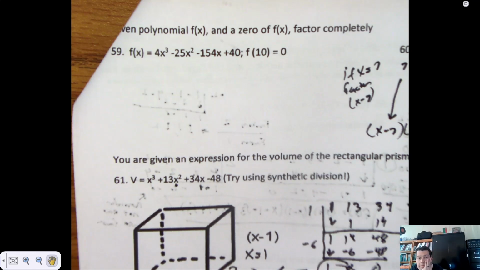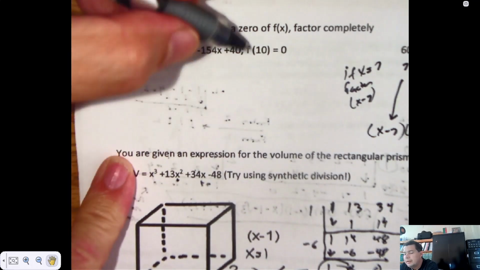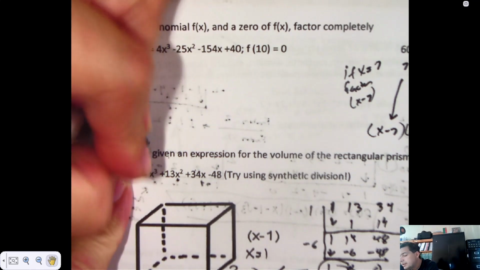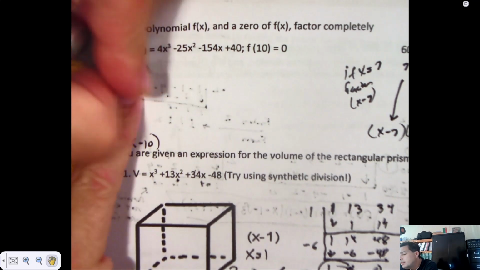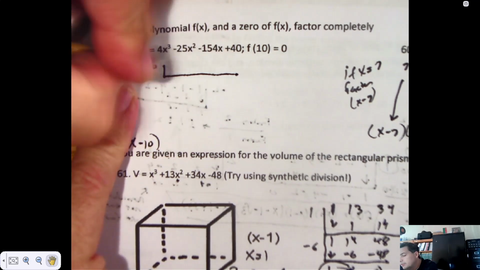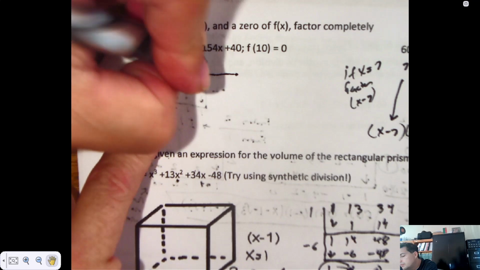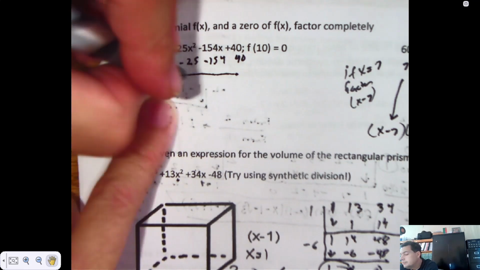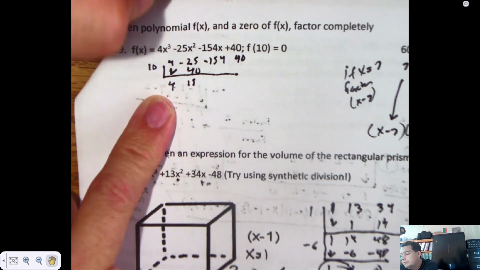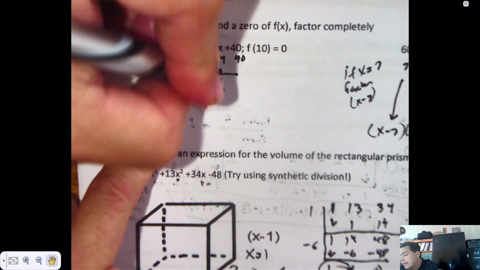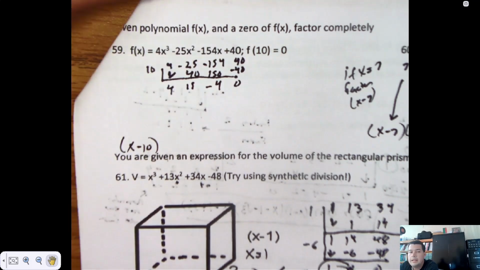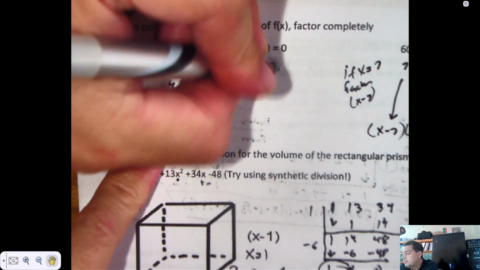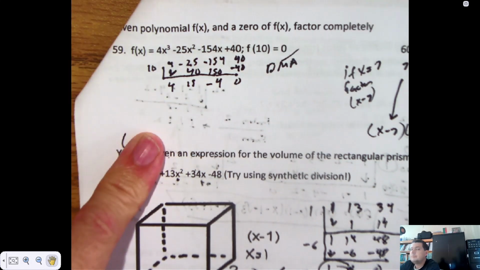Same as the last two. Meet the new boss, same as the old boss. Pull out that one given factor. By the way, I'm just going to jump on down to the end here. That's a 0, which means that x minus 10 is a factor. Okay? Drop, multiply, add, multiply, add, multiply, add, drop, multiply, add. Repeat forever.